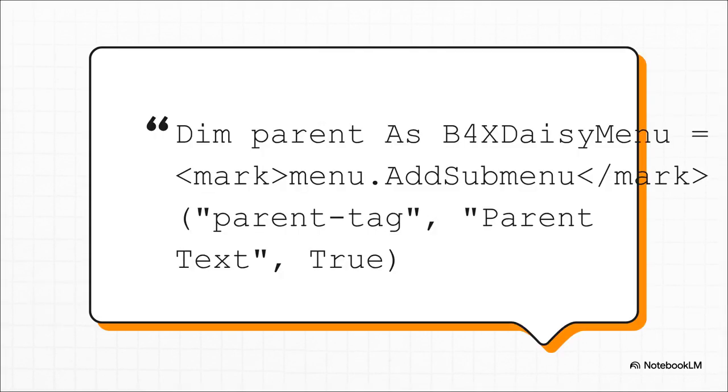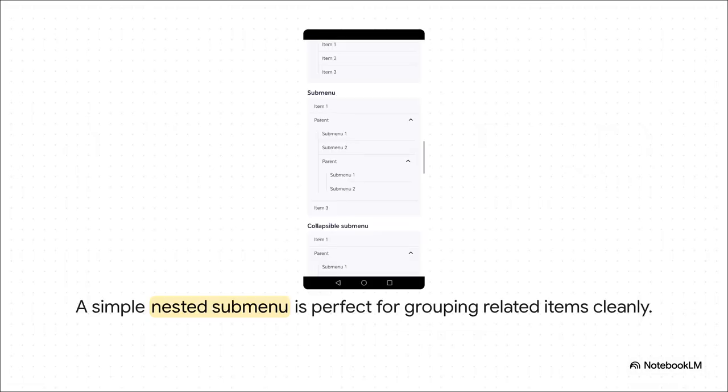And just like everything else we've seen, the code for this is beautifully simple. You're not wrestling with some complicated data structure. You just say, hey, add a submenu, and it literally hands you back a brand new menu that you can start adding your child items to. It's such an intuitive way to build things out. So here's a basic example of that. You've got your main items, but one of them, Parent, can be clicked to open up and show 2 more items.